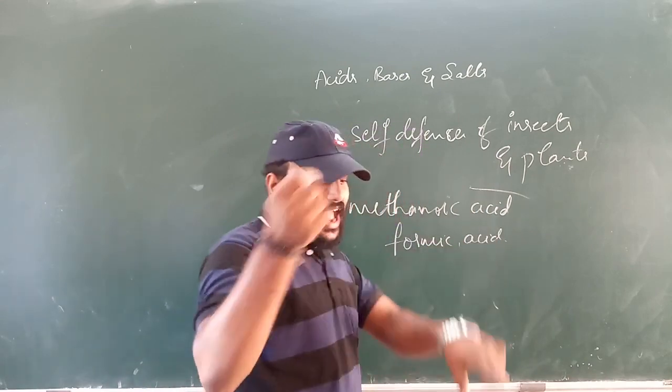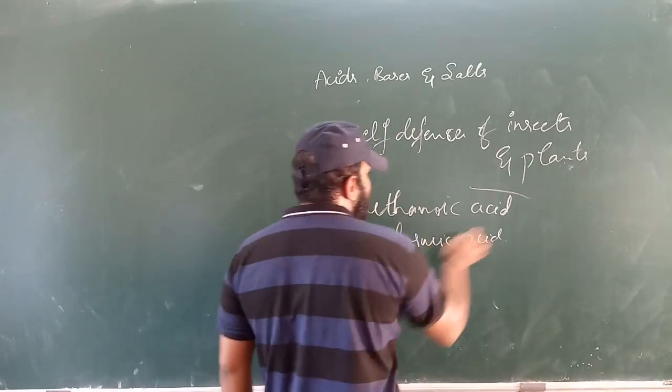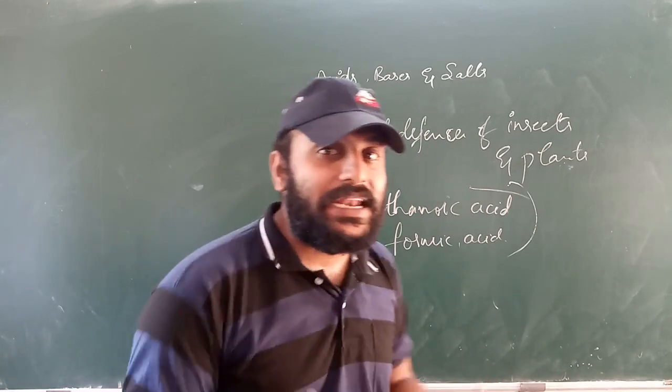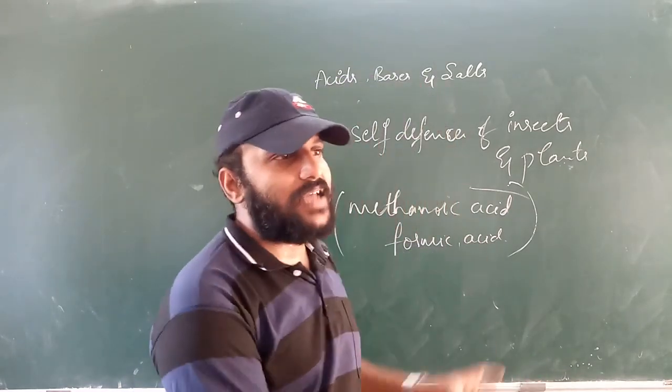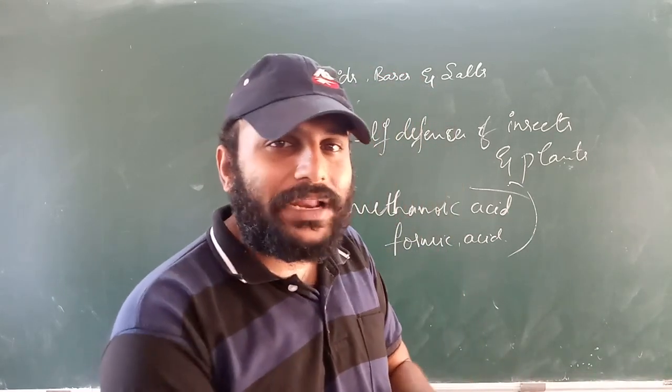Same thing, when an ant stings you, what happens? That ant will inject what sort of acid? Methanoic acid, or formic acid. So it will create what? It will create pain and irritation. As I said, if it is an acid, to decrease the acidity, what do we have to do? We have to do a reaction with the base.